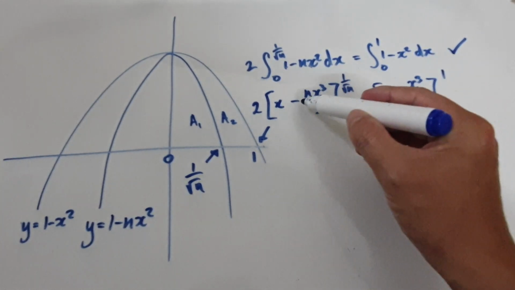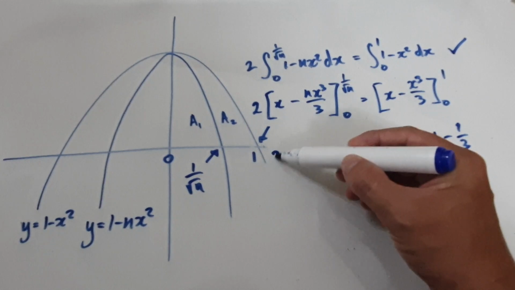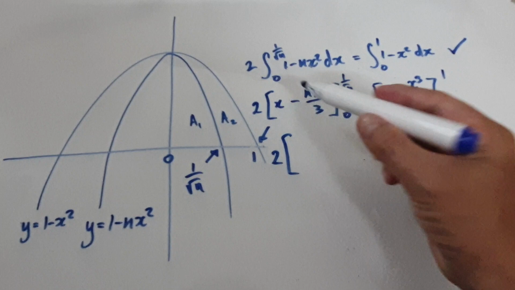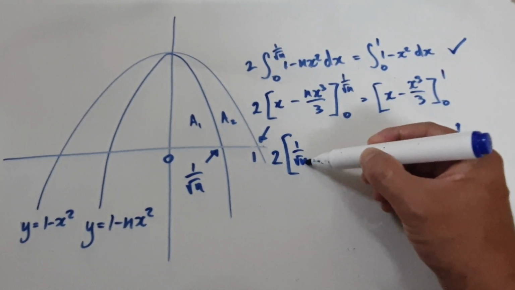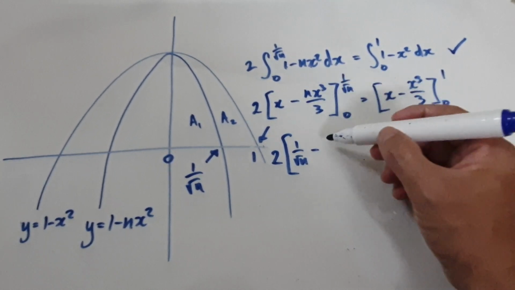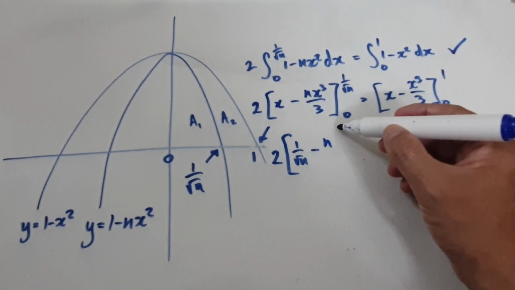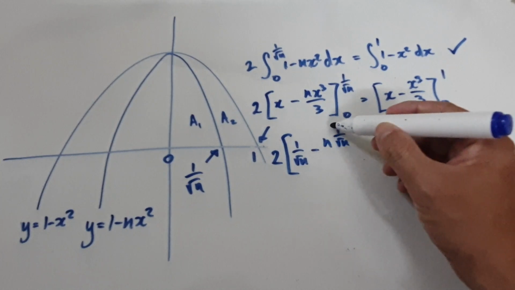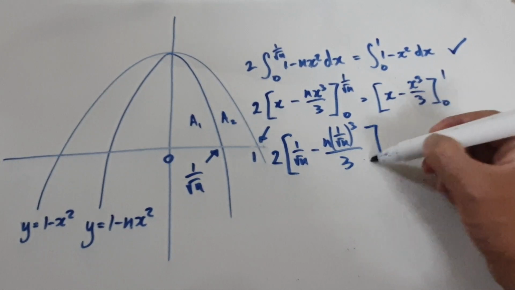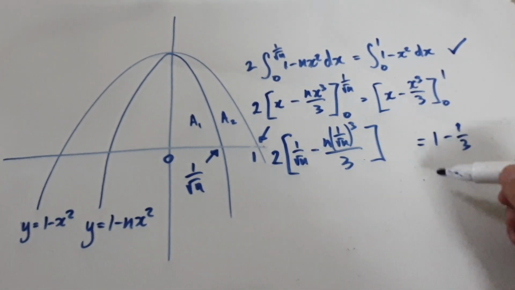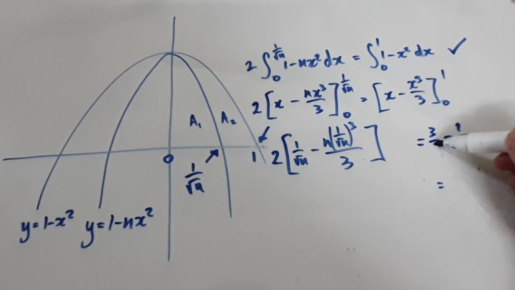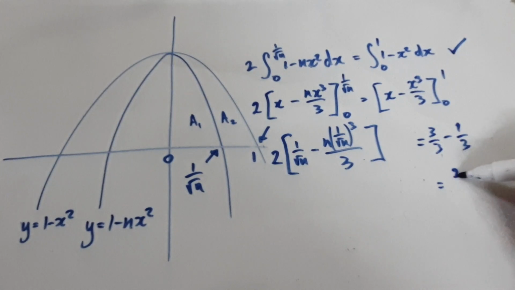Now let's do this one here. We've got the 2, let's leave the 2 alone for the time being. Put the constant into the x, so that would be 1 over root n, and then minus n times 1 over root n all to the power of 3 over 3. Let me tidy this up. On the left, 3 over 3 take away 1 over 3 would be 2 over 3.